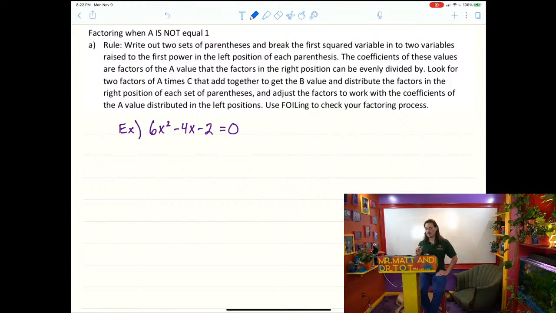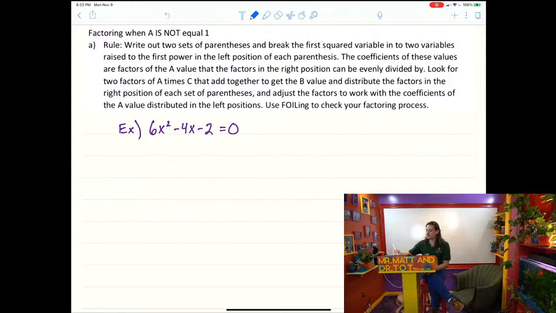It sounds like a lot and it's a little tricky, it's a little guess and check, but it's really not that bad and it becomes a lot easier once you see a few examples. So let's look at this guy. 6x squared minus 4x minus 2 is equal to 0.